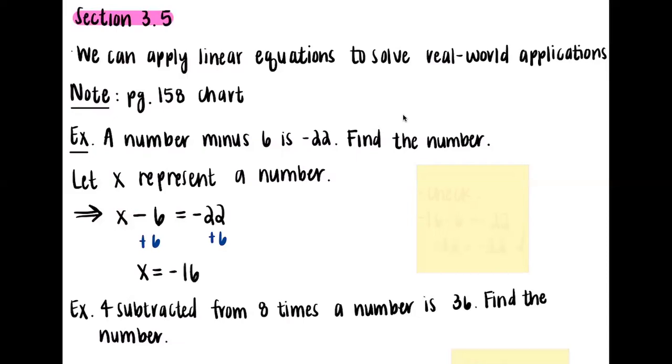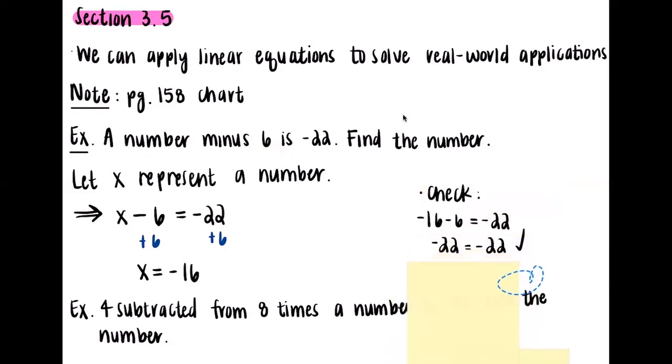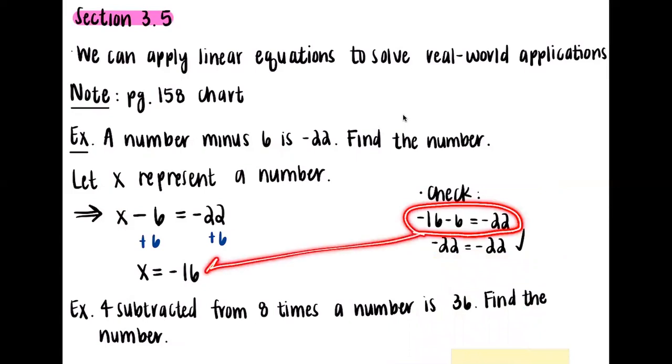But remember, there's a check step. So here, if we look at our check step, you can see that we have our equation, but now we're saying that x is equal to negative 16. So instead of x minus 6, we have negative 16 minus 6. And you can see that on the left and the right side, we have the same number. So we know for sure this is a true statement. So therefore, this is our final answer.